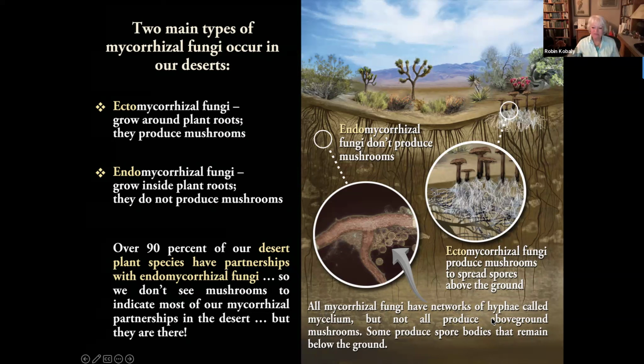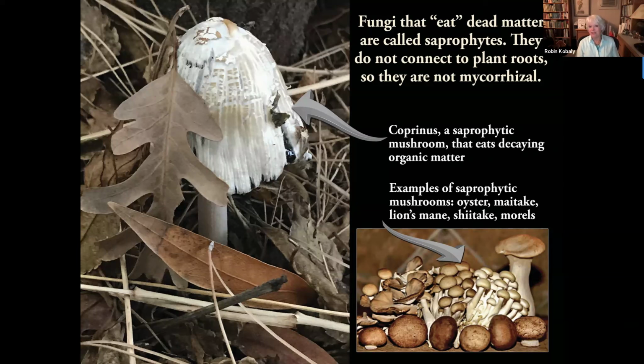And I just wanted to mention now that not all mushrooms are mycorrhizal. Not all mushrooms are connected to plants and have this living relationship. Some of them are saprophytes, which means that they eat dead material. And so they are not mycorrhizal at all. Examples of saprophytic mushrooms that we eat all the time are oyster mushrooms and maitake and lion's mane, shiitake and morels. Just so you know that's going on. Every time you see a mushroom, it's not necessarily a mycorrhizal fungus.